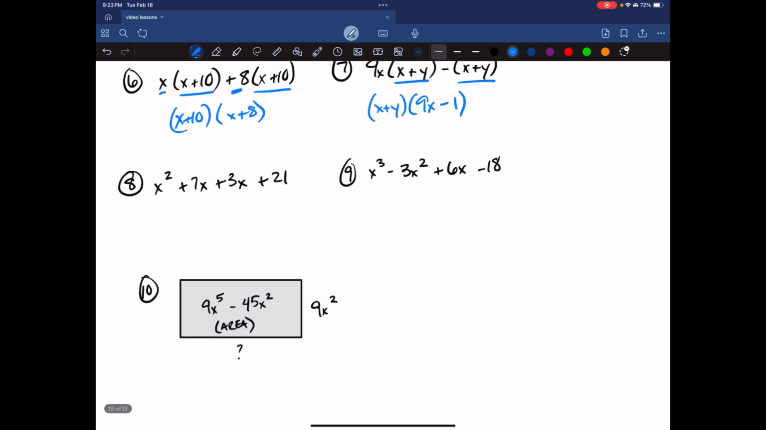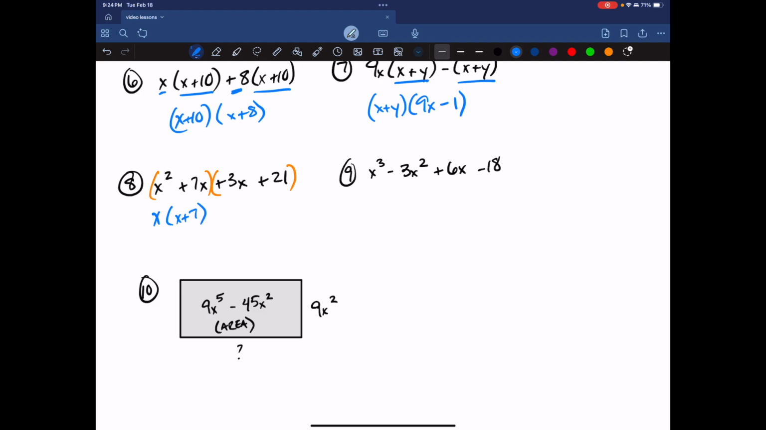Okay, number 8, I have 4 terms. And anytime you have 4 terms, you're going to do what they call factor by grouping, which is essentially taking the greatest common factor twice. Okay, so here's what I'm talking about. So I'm going to take the first 2 terms, group them like so. The second 2 terms, group them like so. Okay, and then I'm going to take the GCF out of the first parentheses. All right, that's going to be x, and I'll be left with x plus 7.